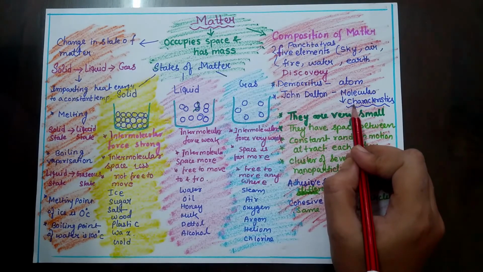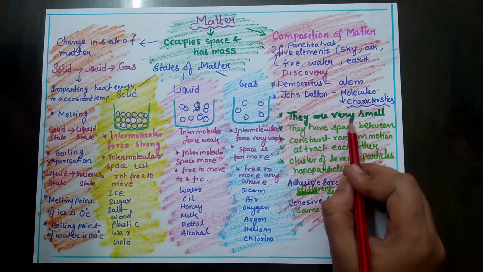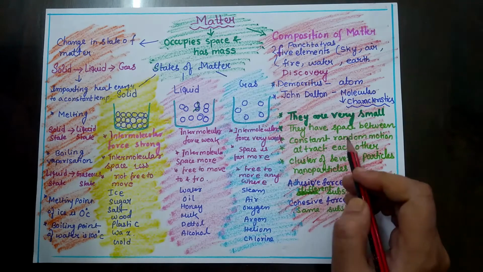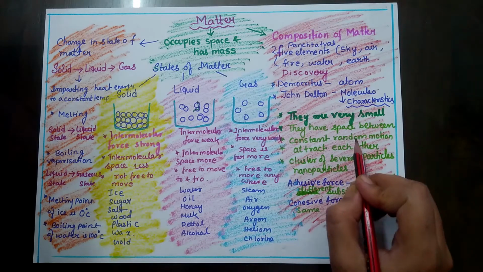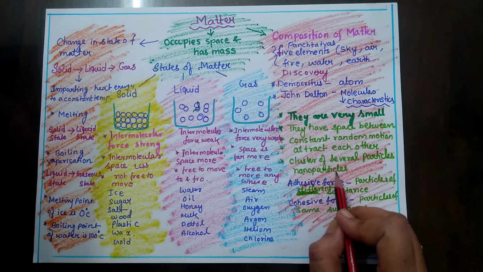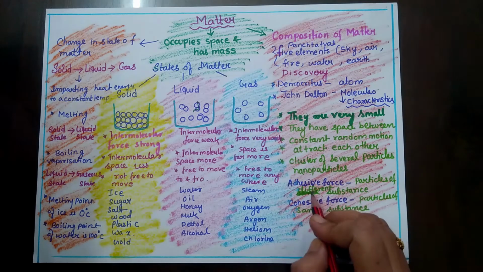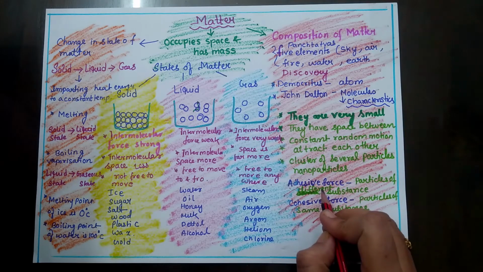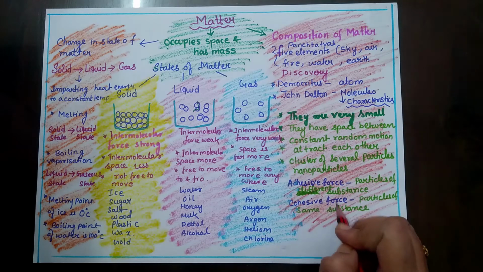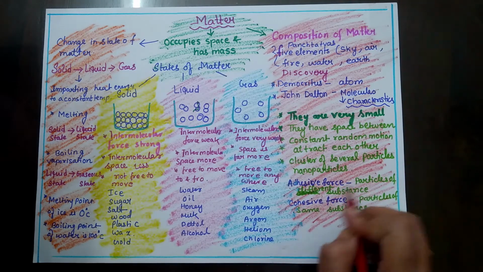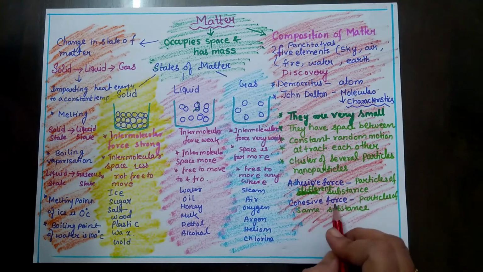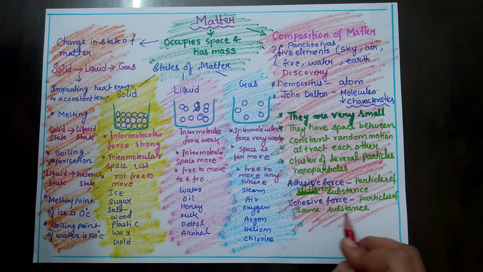Now there are four different characteristics of molecules. The molecules are very small, they have space between them, they have a constant random motion. The cluster of several particles is called nanoparticles. If we talk about the force, there are two types of force: adhesive force and cohesive force. The adhesive force is the force between the particles of different substances, and cohesive force is the force between the particles of the same substance.